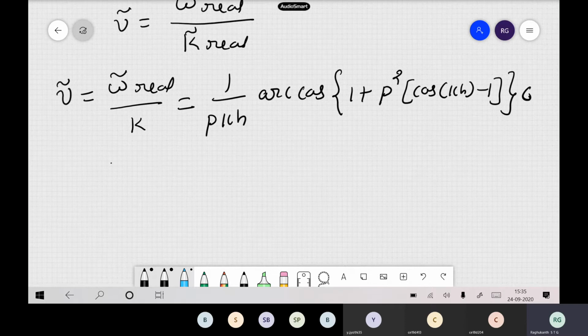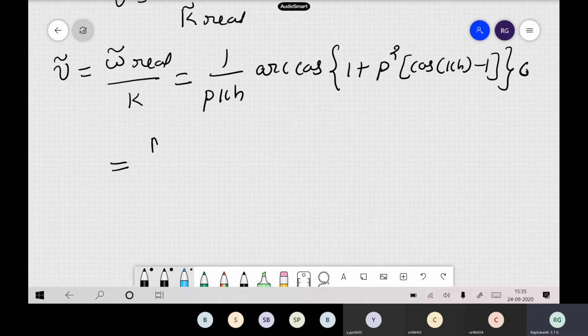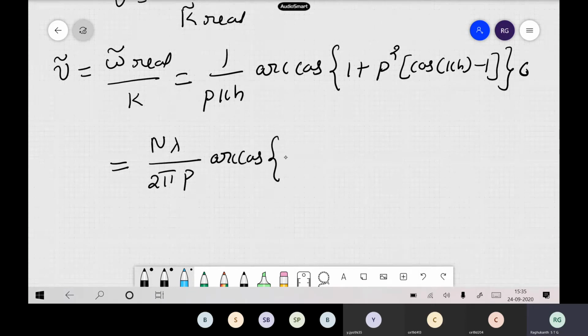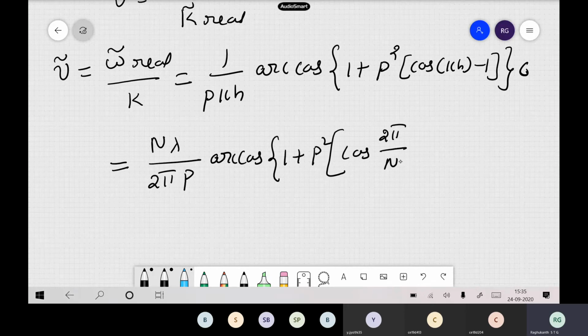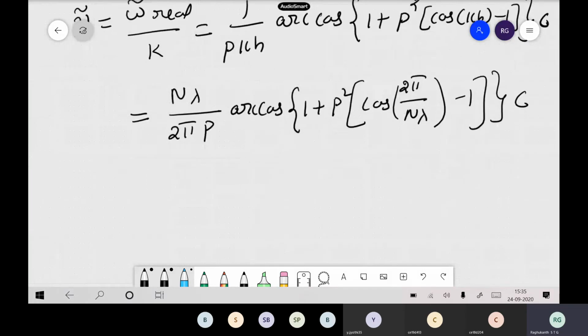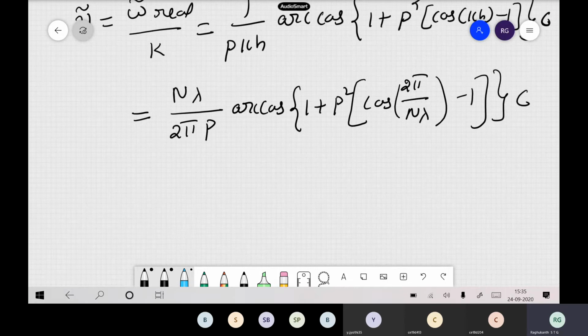Or if you want to write it in terms of n times lambda, we can also write it. You can substitute all the other parameters also: 2 pi into p, square root of 1 plus p square, cos of 2 pi by n times lambda minus 1, multiplied by c. So this is our grid phase velocity.